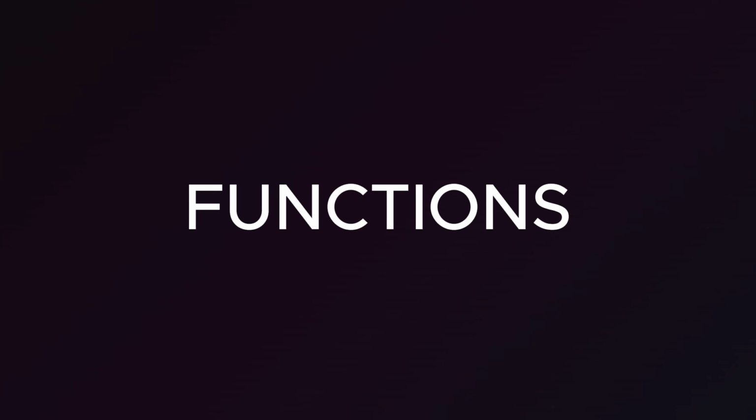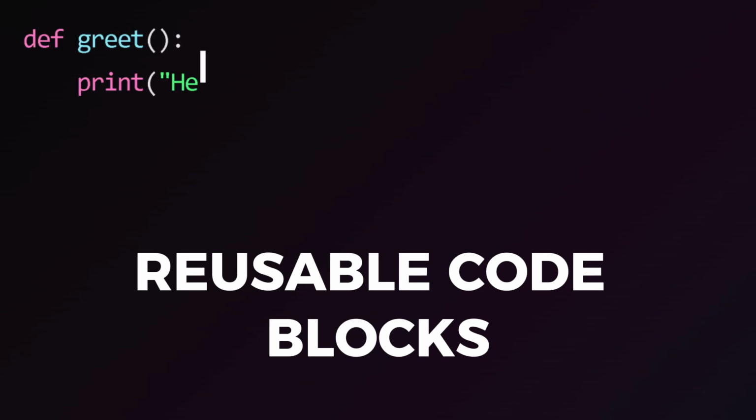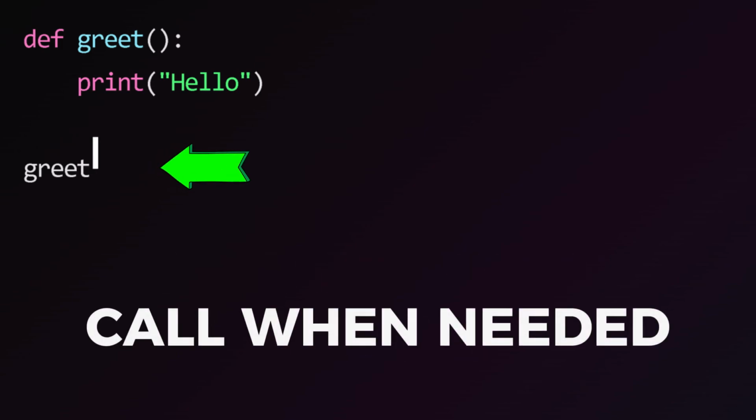Functions are one of the most important parts of Python. A function is a block of code that you can reuse whenever you want. Instead of writing the same code again and again, you write it once and call it when needed. For example, def greet, print hello. Then we call it like this, greet. This will run the code inside the function. So instead of repeating print hello everywhere, we just use the function.